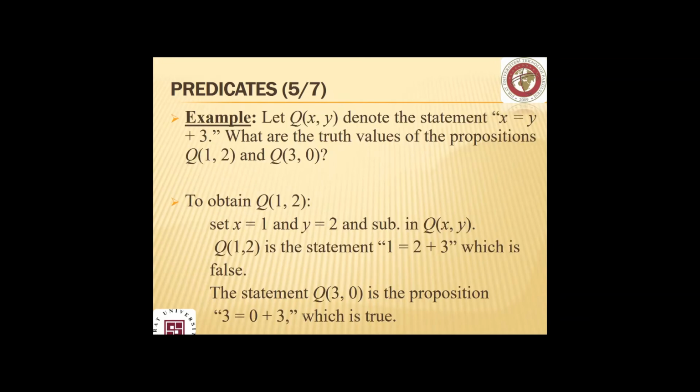All right, let's take other predicates and see how things work. Let Q of x and y denote the statement x equals y plus 3. What are the truth values of the propositions Q(1,2) and Q(3,0)? In simple words, what you need to do is just substitute. Substitute 1 for x, 2 for y for the first one. 1 equals 2 plus 3, that's false. Let's take the other one. 3 equals 0 plus 3, that's true.